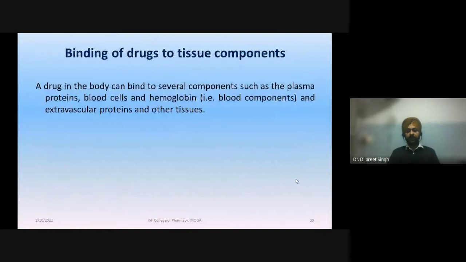So binding of the drug to tissue compartments is one of the factors which affect the distribution of the drug. A drug in the body can bind to several components such as plasma proteins, blood cells, and hemoglobin, that is, the blood components, and extravascular proteins and other tissues.